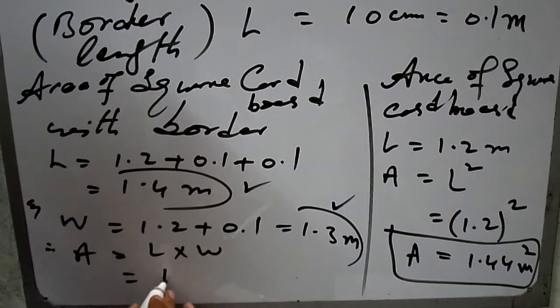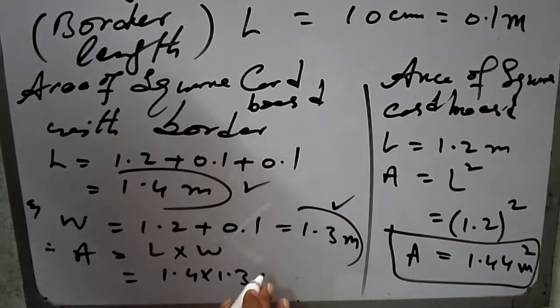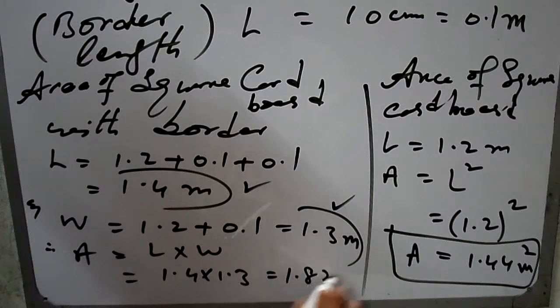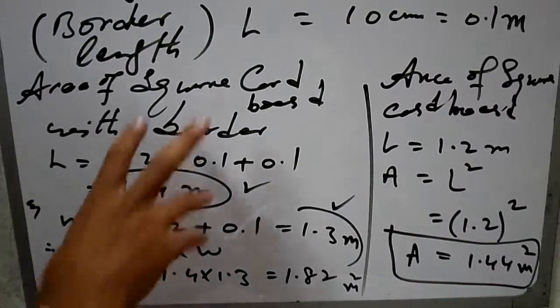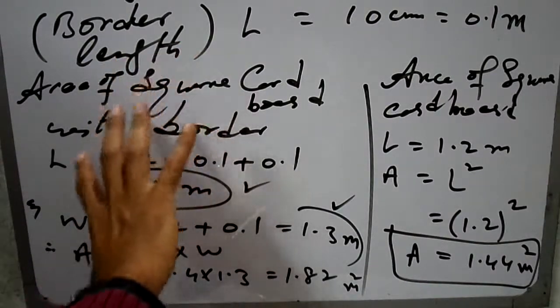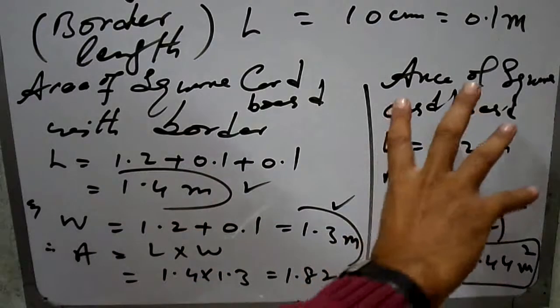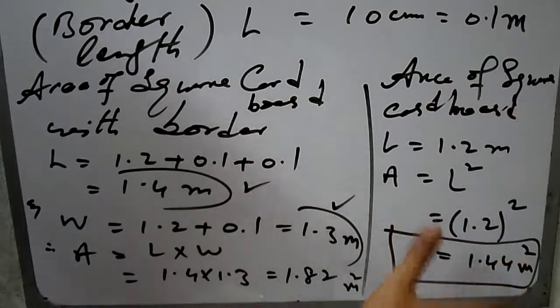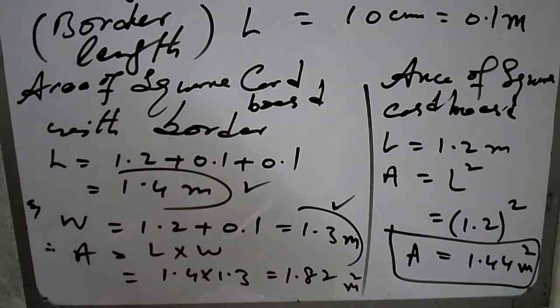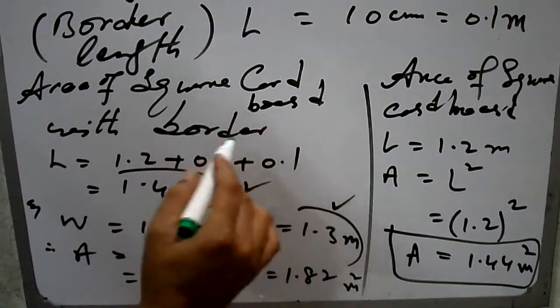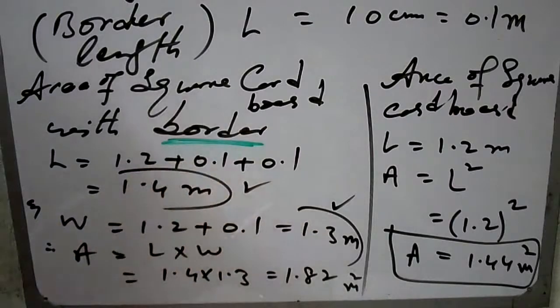Then you find the area, therefore area will be equal to length into width, so you will get 1.4 multiplied by 1.3, so you will get 1.82 meter square. So you have to find only the area of the border. It is the area with border and it is the area of only cardboard. If you subtract both the areas, you will get the area of border only.